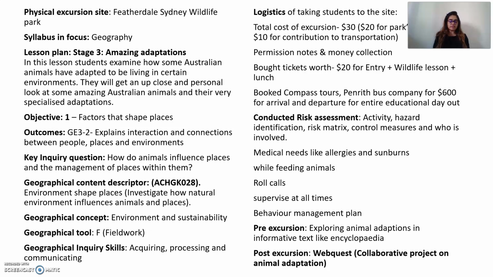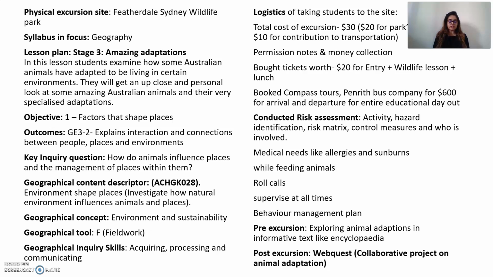So the focus syllabus in this excursion is geography, which highlights objective 1, factors that shape places, as students observe a range of animals that have specific habitats and environments, for instance, grassland, burrow and nest. The outcome targeted from this excursion is Geography Stage 3 outcome 2, which means that students can explain the interaction and connection between animals, places and environments.